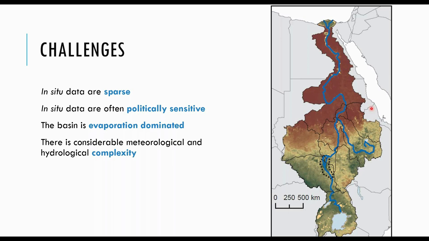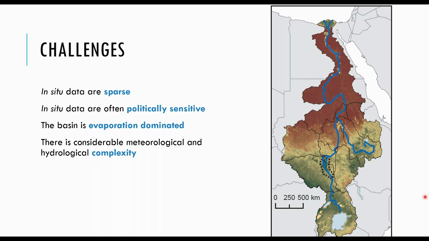So when approaching the Nile Basin, or really any large transboundary river, I think many of us are aware you face a number of challenges. First, data tend to be sparse. So there are large parts of the Nile Basin where there just isn't monitoring available. Secondly, in a transboundary river basin, you're often dealing with a situation where some of these data, the in-situ data, are politically sensitive. And so there's not a lot of sharing of information and experience across boundaries.